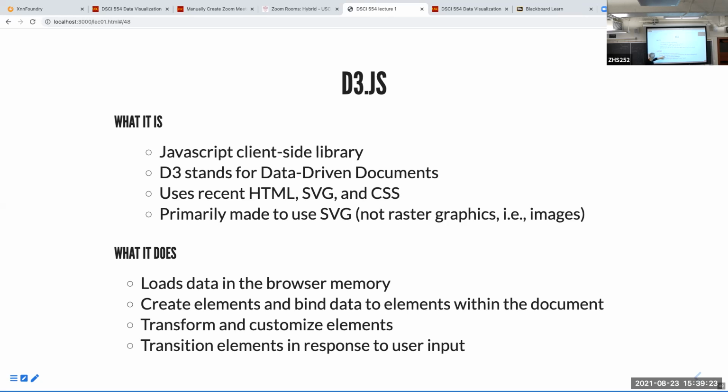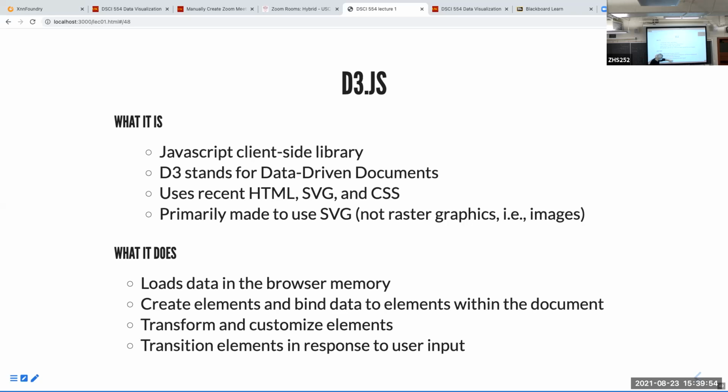And it allows you to create SVG elements. So if you want to do a chart, it allows you to say that this value is going to be rendered as a bar. The bar becomes another block. So this creates the elements and binds data to the elements within the document. So when you see document objects, they are bound to the data structure that's there.